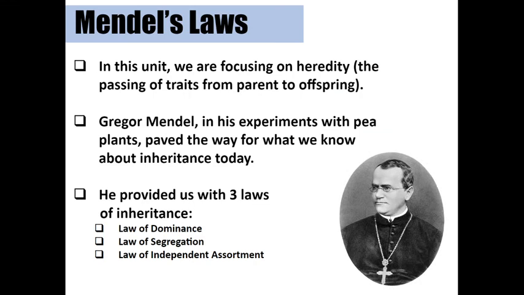Now, in this unit, we are focusing on heredity, which is the passing of traits from parents to offspring. Gregor Mendel, in his experiments with pea plants, paved the way for what we know about inheritance today, and he provided us with three laws of inheritance: the law of dominance, the law of segregation, and the law of independent assortment.